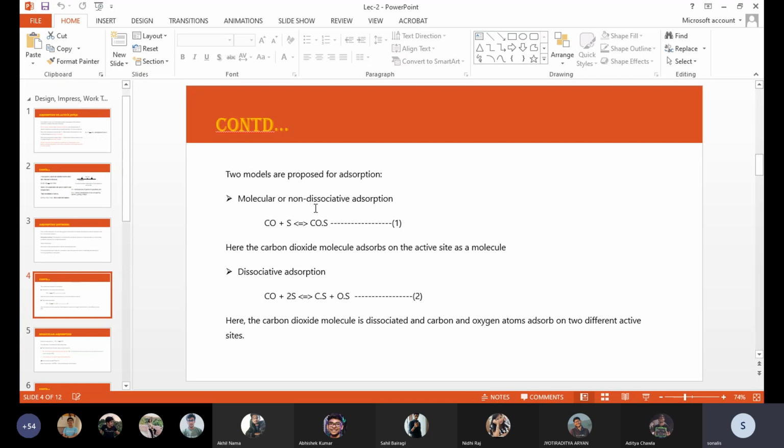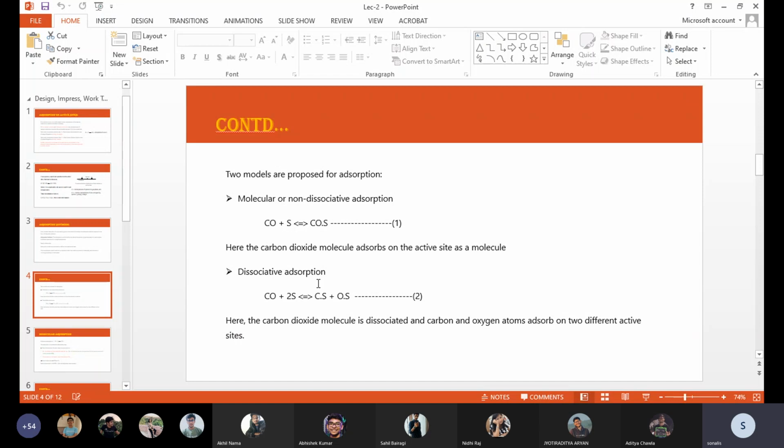Now, molecular or non-dissociative adsorption is where the whole carbon monoxide molecule gets adsorbed on the vacant site. CO plus S giving us CO dot S. Here the carbon monoxide molecule is adsorbed on the active site as a molecule. It does not break down.